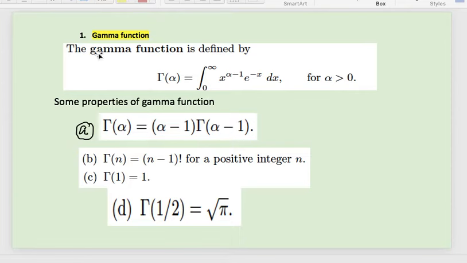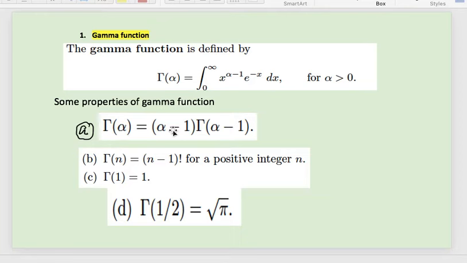This notation is for the gamma function, and this integral is a special integral known as the gamma function. And there are some properties of the gamma function. One is that if we want to open it, we can use this property when alpha is not an integer, so we can use this formula for problem solving.